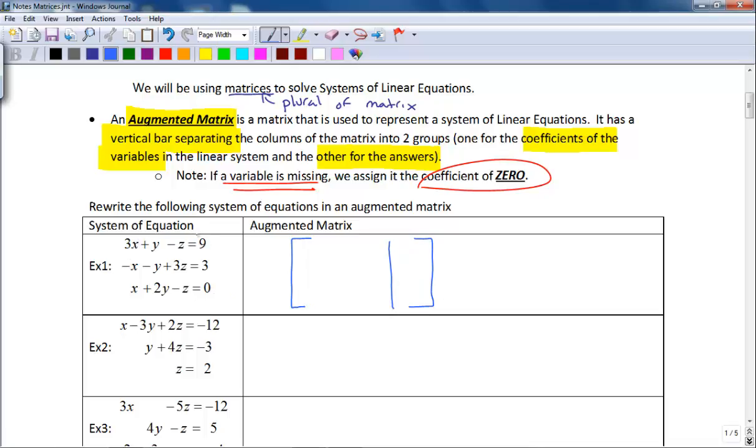So let's write the first equation, 3x plus y minus z equals 9. The coefficient of x is 3. The coefficient of y is 1. The coefficient of z here would be negative 1. And then my answer is 9. So that represents that first linear equation. Let's do my next linear equation. I have a negative 1 for x, a negative 1 for y, a 3 for z, and a 3 for the answer. Finally, let's look at our last linear equation. We have 1 for x, 2 for y, negative 1 for z, and 0 for your answer. So this is the augmented matrix for this linear system.